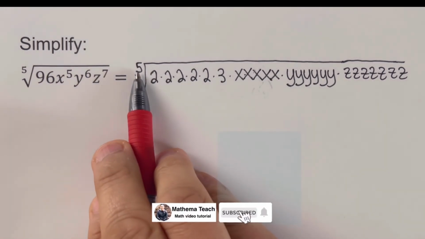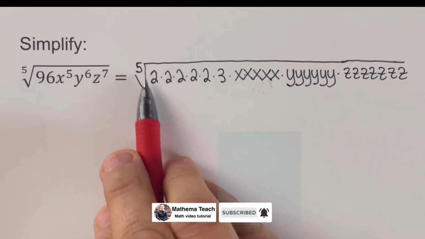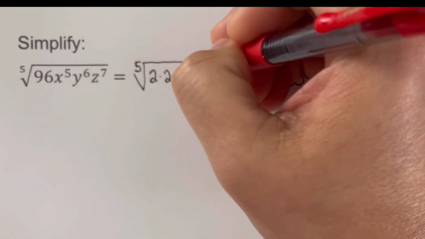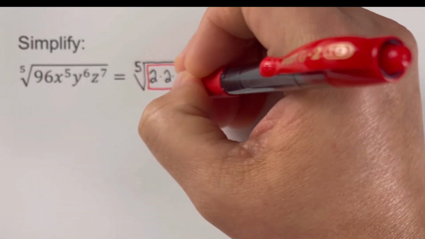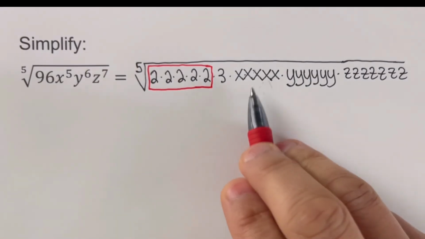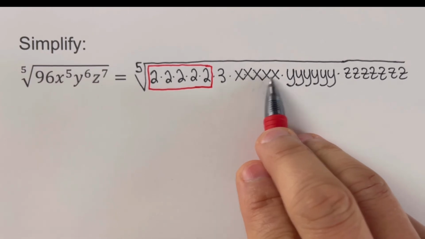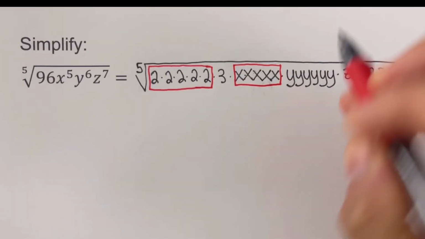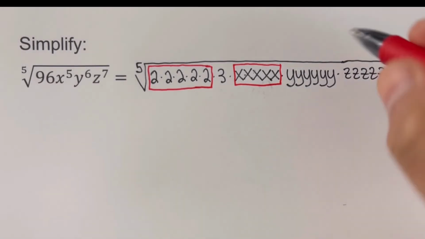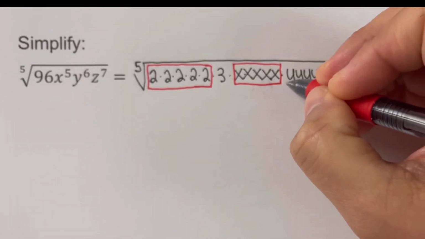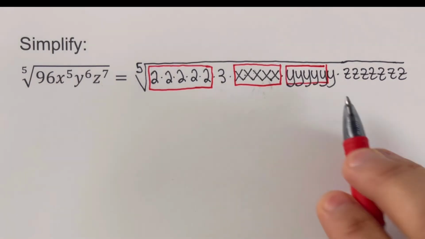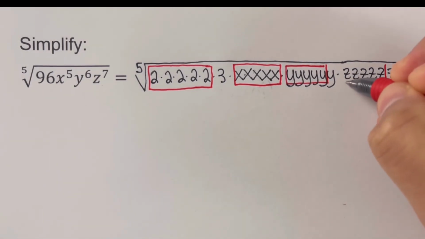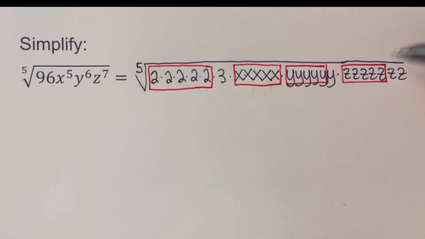And since 5, I'm going to look for groups of 5. So in here, we can come up with 5 2's. So this will be taken as one group here. And then I'm going to group the x's together. 1, 2, 3, 4, 5. So there's 5 of them. And then the y's here, 1, 2, 3, 4, 5. So I'm going to group together those 5 y's. And then for the z, 1, 2, 3, 4, 5, I'm going to group them together. And so these are the groups of 5.